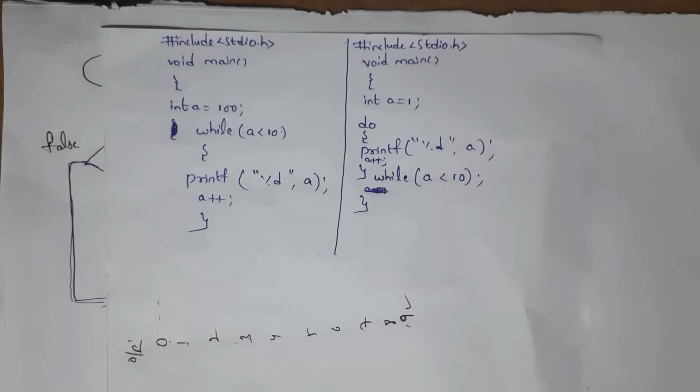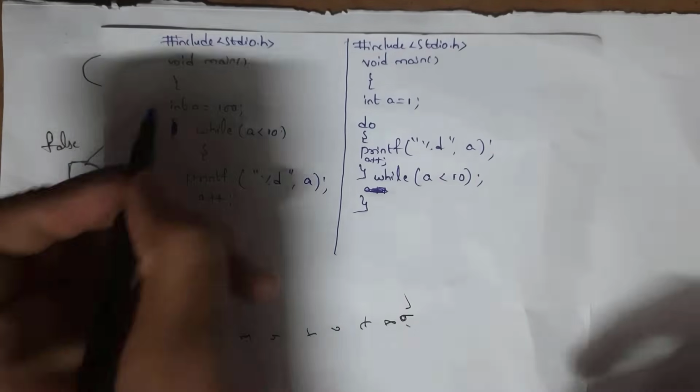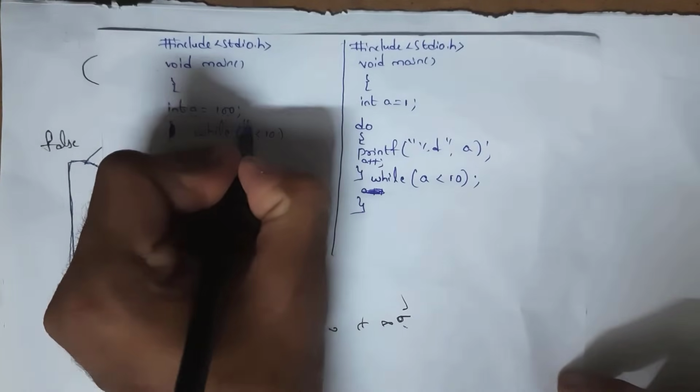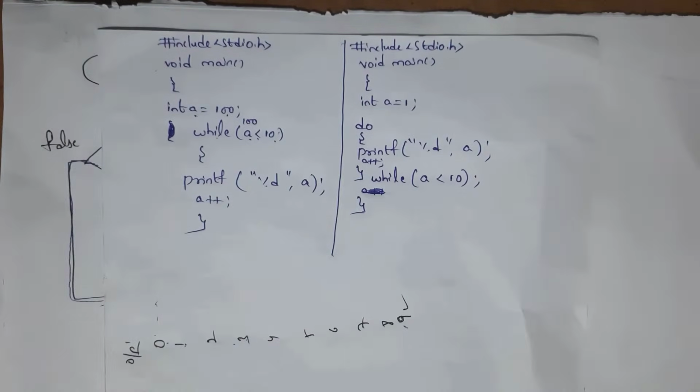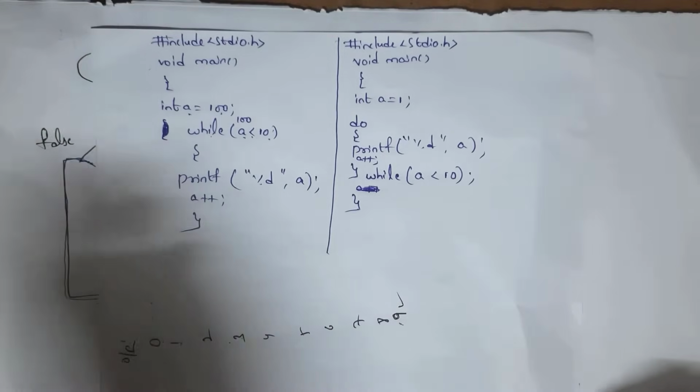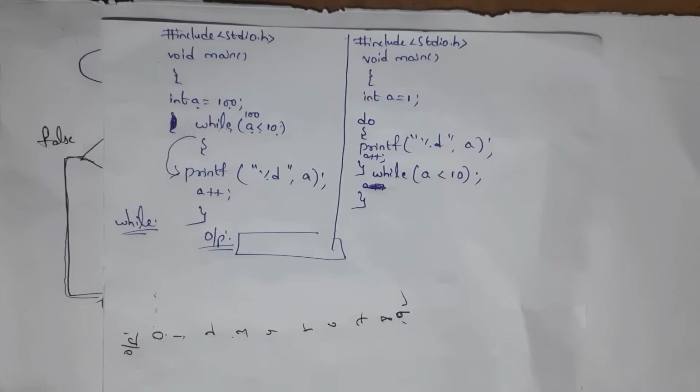In exam they may ask the difference between while loop and do while loop. Here I gave the value of a as 100, but I gave the condition a less than 10. 100 is not less than 10; 100 is greater than 10. So the statements inside this while loop will not be executed. I will not get any output, because in while loop it first checks the condition. Only if that condition is true, the statements inside the while loop will be executed.